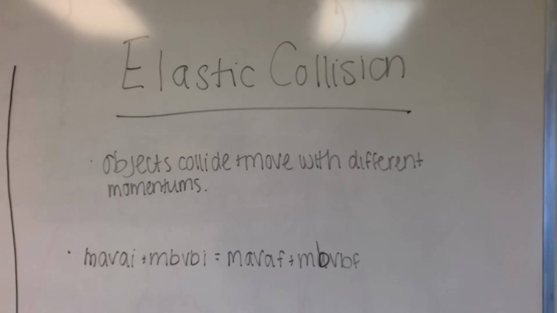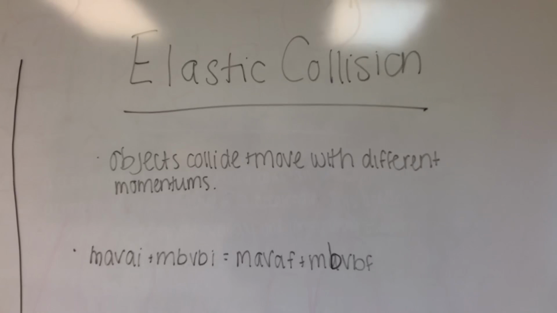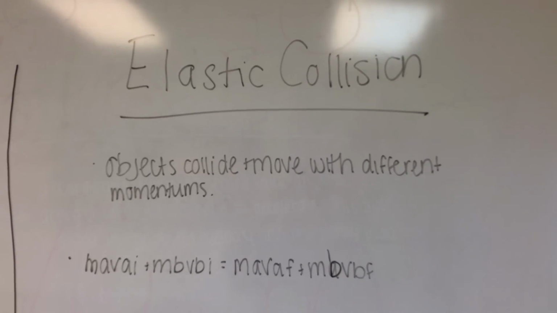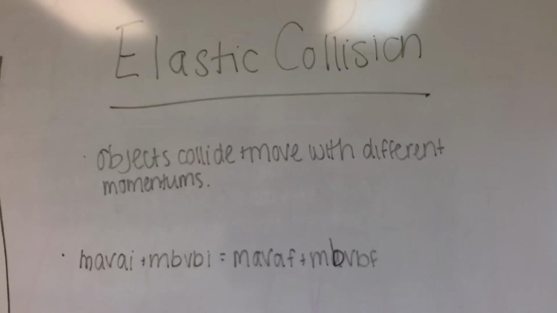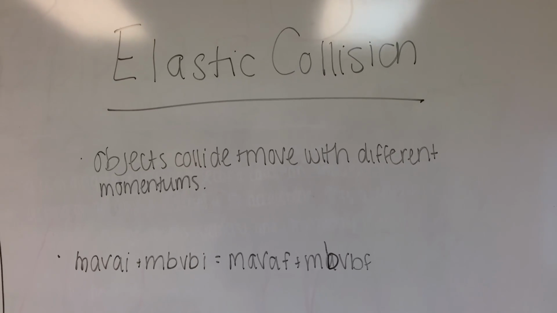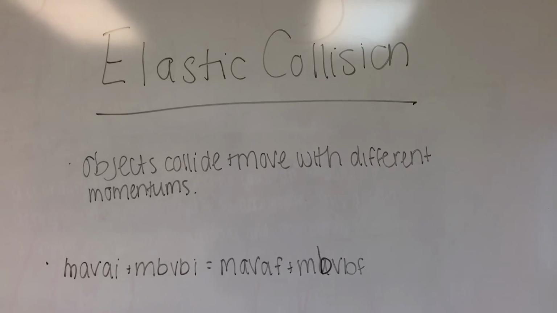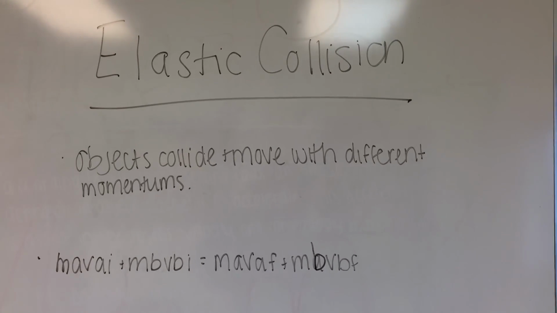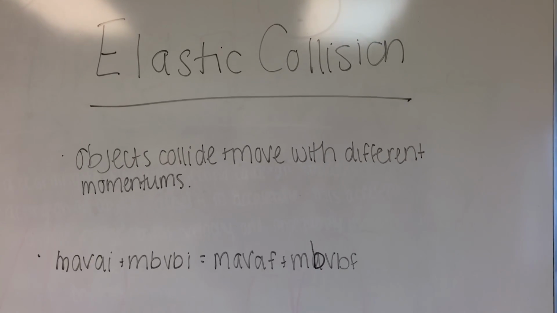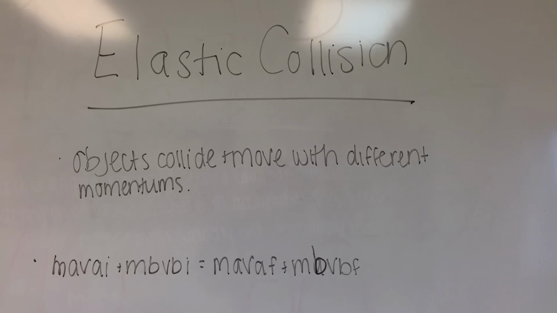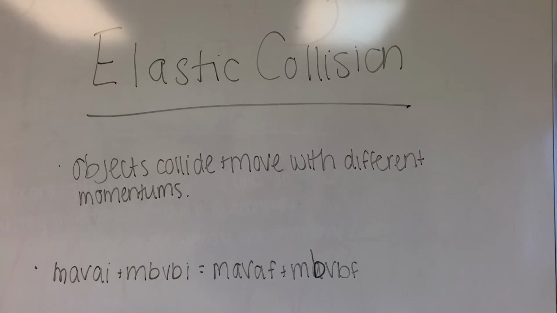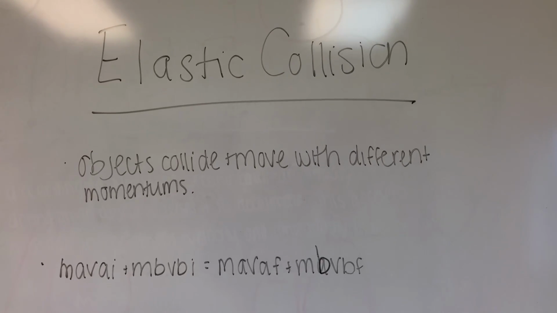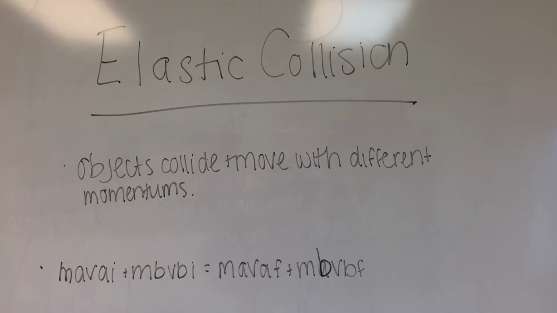Now on to elastic collision. Elastic collision is defined by objects that collide and move with different momentums. The equation used is mA vAi plus mB vBi equals mA vAf plus mB vBf. This stands for the mass times the initial velocity of object A plus the mass times the initial velocity of object B equals the final velocity times the mass of object A plus the mass times the final velocity of object B.